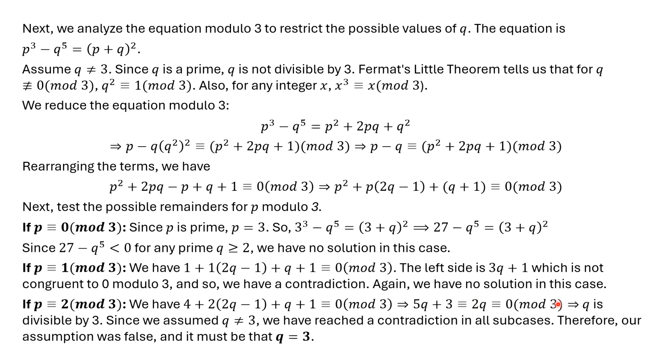So if 0 mod 3 is congruent to 2q, that means 3 divides either 2 or q. But we know 3 doesn't divide 2, so this is implying that 3 divides q. But we assumed at the beginning here that q was not equal to 3, so we have a contradiction yet again. So in all three cases, we have a contradiction, which means our initial assumption was wrong, and that q must, in fact, be equal to 3.